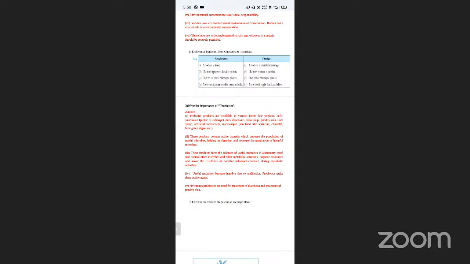Point number 2, these products contain active bacteria which increase the population of useful microbes, helping in digestion, and decrease the population of harmful microbes. What do these probiotic products do? They contain some active bacteria, and these bacteria increase the population of the useful microbes, and these useful microbes help in the digestion process, and they decrease the population of the harmful microbes.